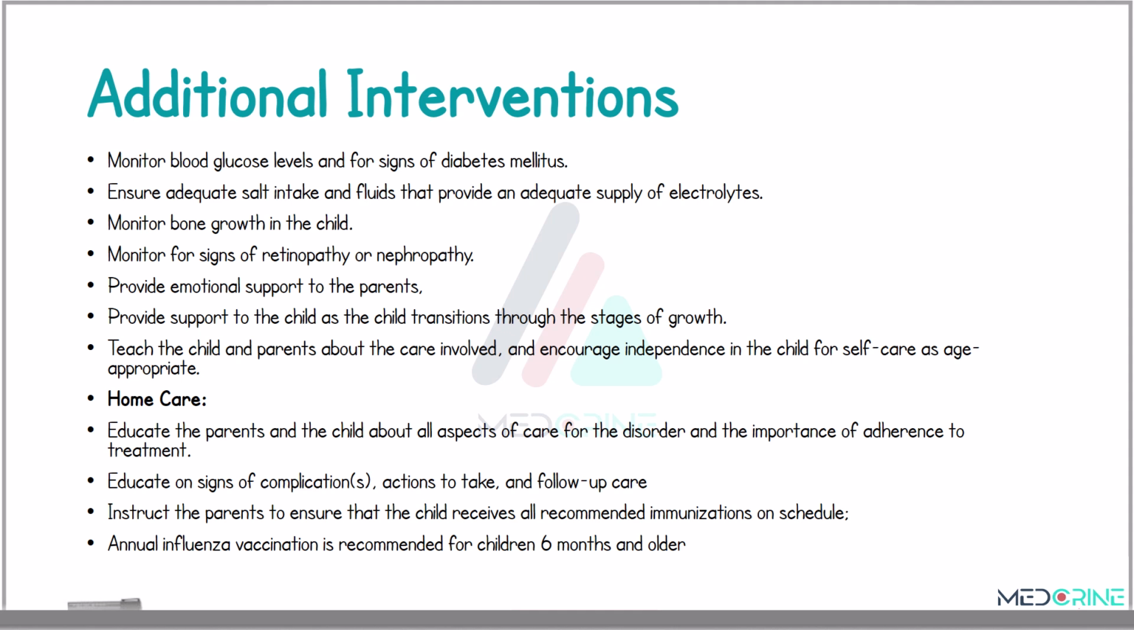These patients will benefit a lot from home care, where we educate the parents and the child about all aspects of care for the disorder and the importance of adhering to the treatment, educate on the signs of complications, the actions to take in case of a complication, and the follow-up care after that. Then you need to instruct the parents to ensure that the child receives all the recommended immunizations on schedule, and an annual influenza vaccination is recommended for children who are 6 months and older.